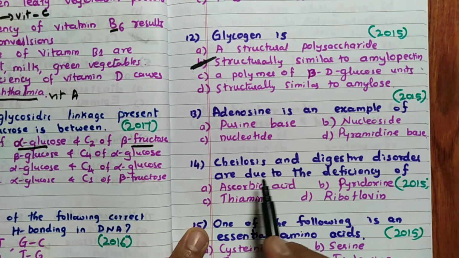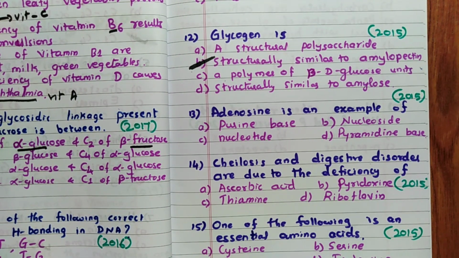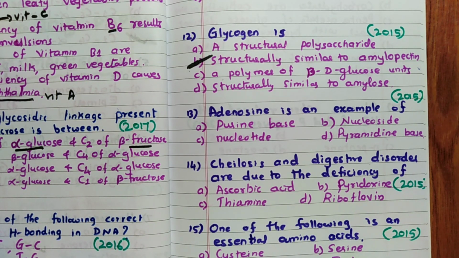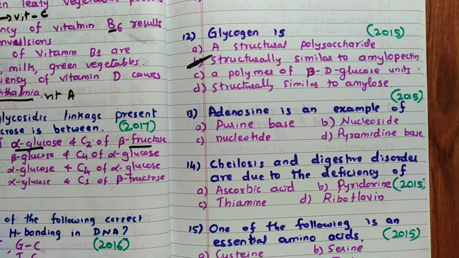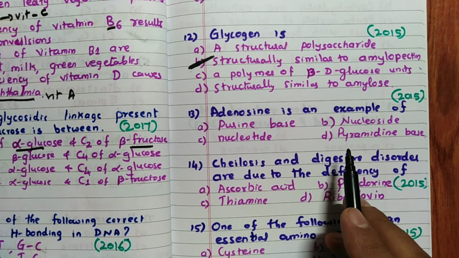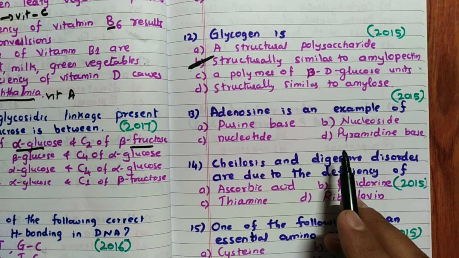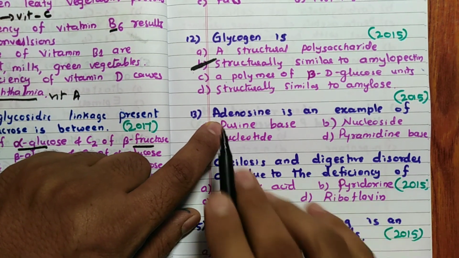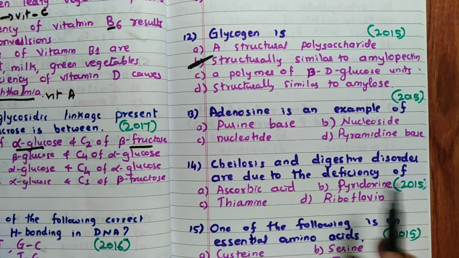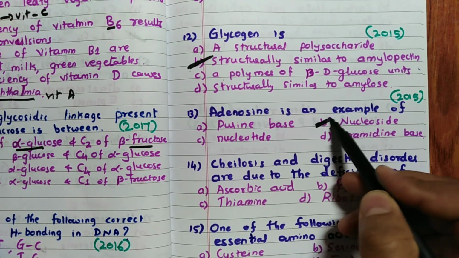Then, adenosine is an example of, see, when the question is given like this, purine base, pyrimidine base, generally you will think about purine or pyrimidine. Fine. But adenine is the base, remember, the nitrogen base. Adenine is the purine base, not adenosine. Adenosine is known as a nucleoside. Remember, a nucleoside is nothing but a base and sugar component, which we call adenosine. Like that, adenosine, guanosine, they are nucleosides, remember. So the answer for this question is nucleoside.